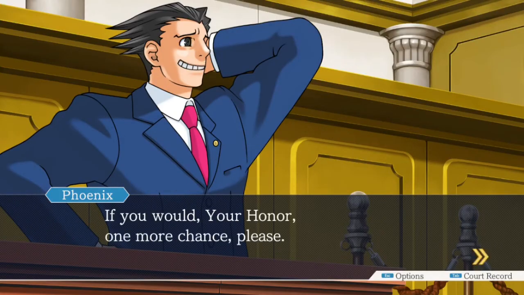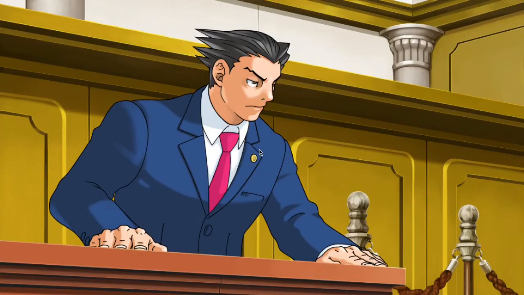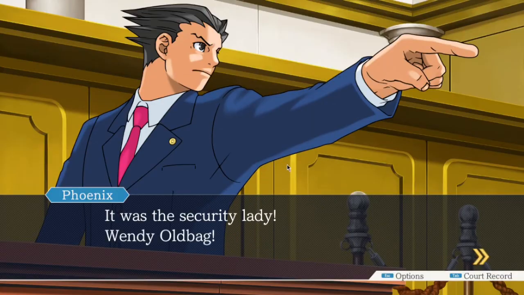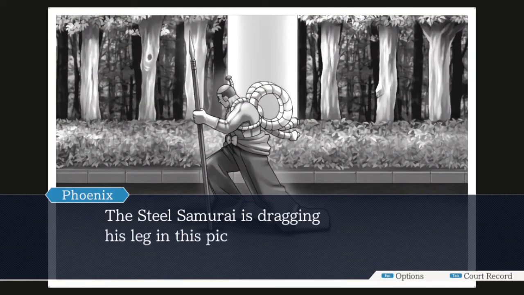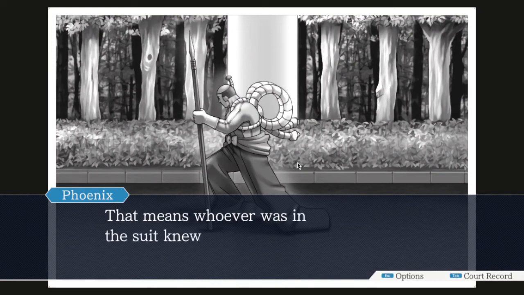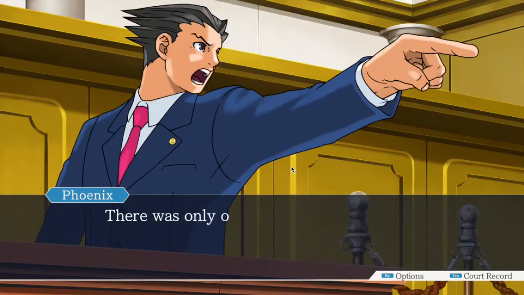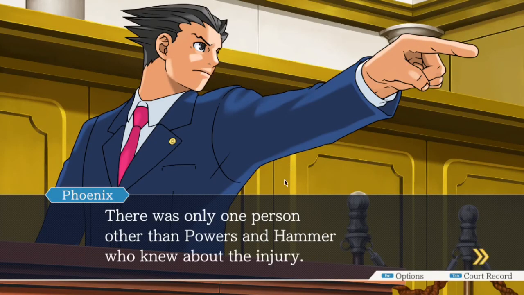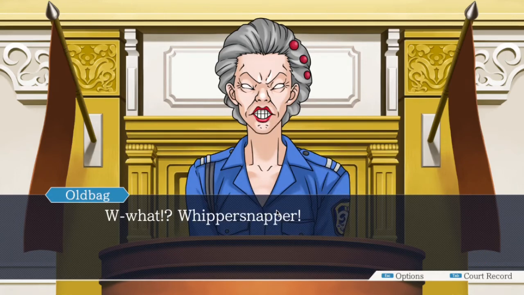Probably the assistant. The security lady. It was the security lady, Wendy Oldbag. Who? The Steel Samurai is dragging his leg in this picture. That means whoever was in the suit knew about that morning's injury. Maybe because they had been watching the action scene run through. There was only one person other than Powers and Hammer who knew about the injury. The security lady, Oldbag. What? Whippersnapper.